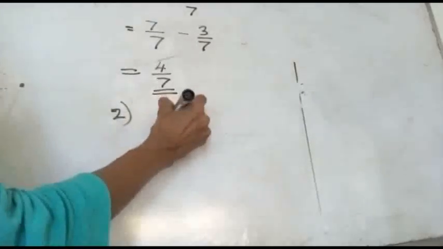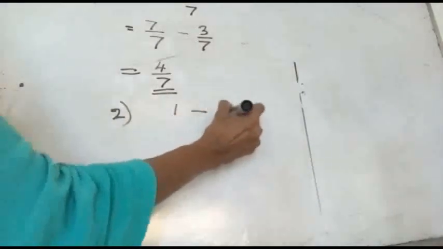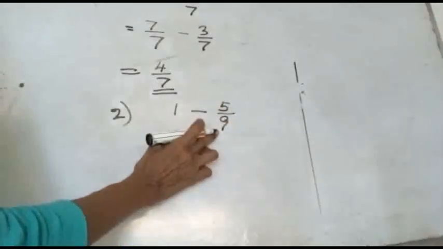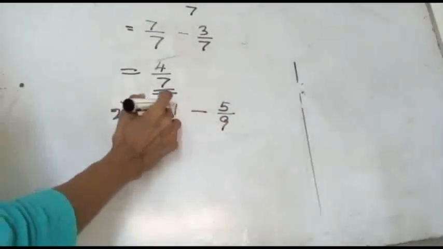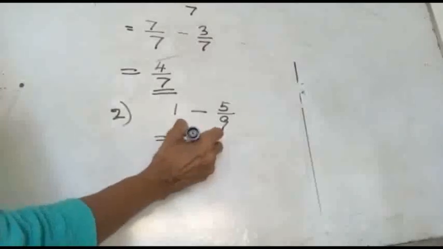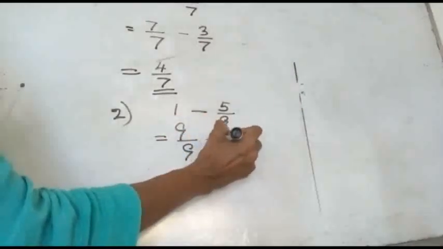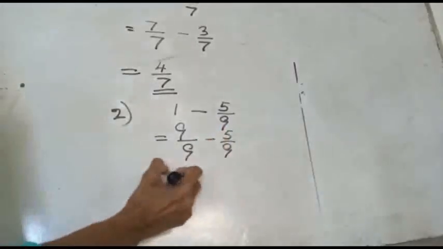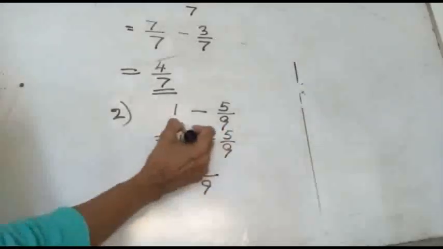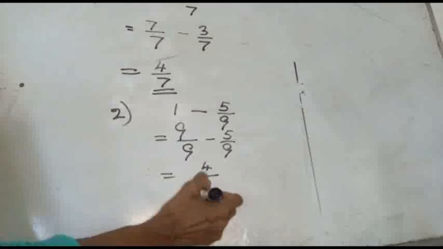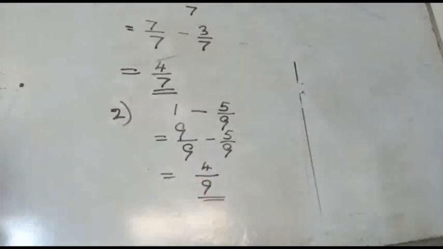Second one. 1 subtract 5 over 9. Here denominator is 9. We write 1 is equal to 9 over 9. Subtract 5 over 9. Denominator is 9. 9 subtract 5 is equal to 4. 4 9ths.